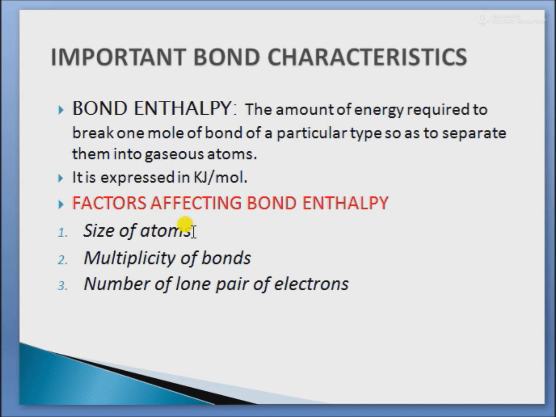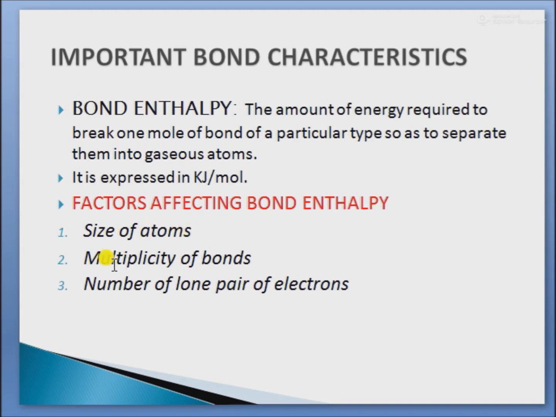When the bond is weak, less amount of energy is required to break that bond. If the bond is strong, more amount of energy is required to break that bond. If the size of the atom increases, the bond length increases and the bond strength decreases, means bond weakens and less amount of energy is required to break the bond.